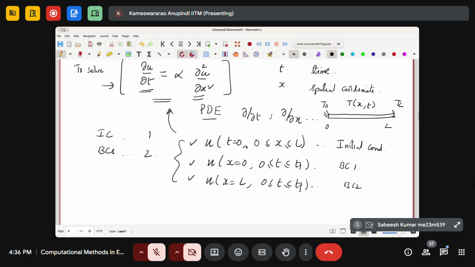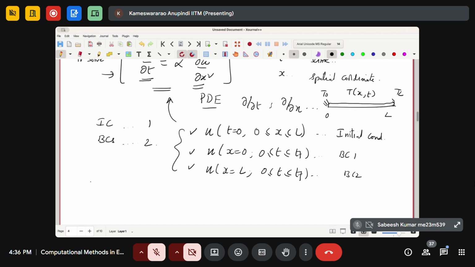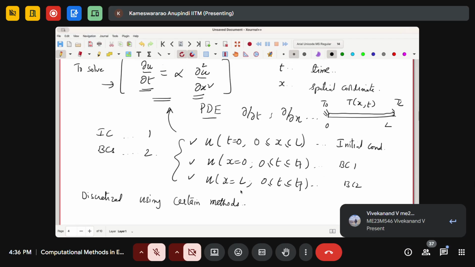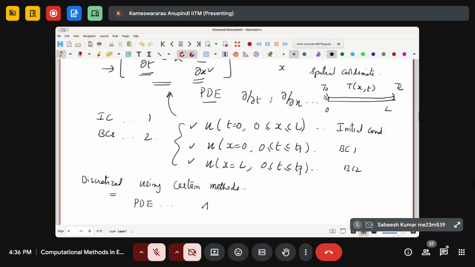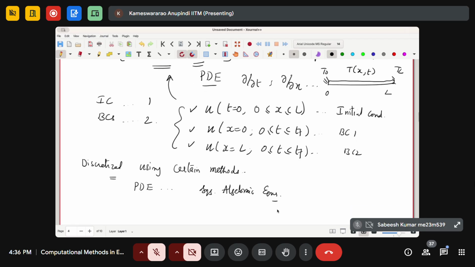So of course, now you can discretize this. This can be solved in many different ways. This can be discretized using certain methods, or schemes. We're going to look at what the different schemes available to discretize this are. Discretization means we are going to convert this partial differential equation into an algebraic equation, or rather not just one algebraic equation, we are going to convert it into a system of algebraic equations. That's what we're going to do: convert this partial differential equation into a system of algebraic equations.